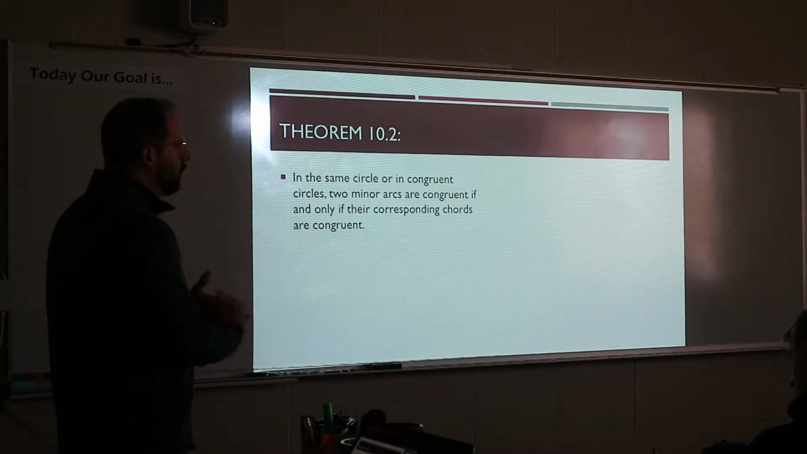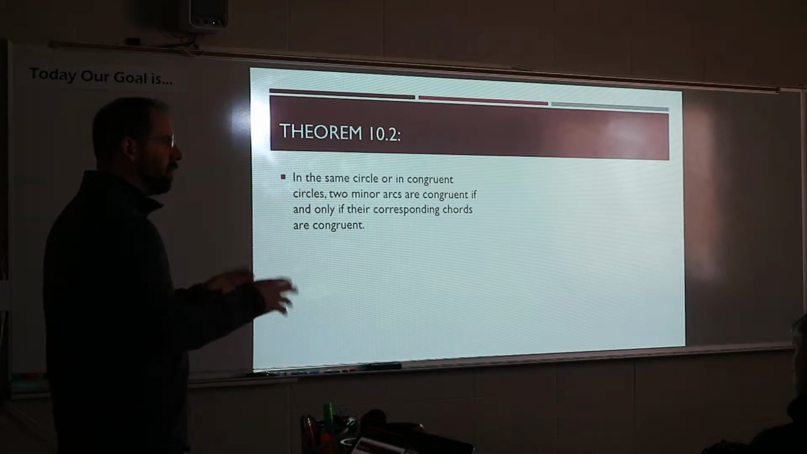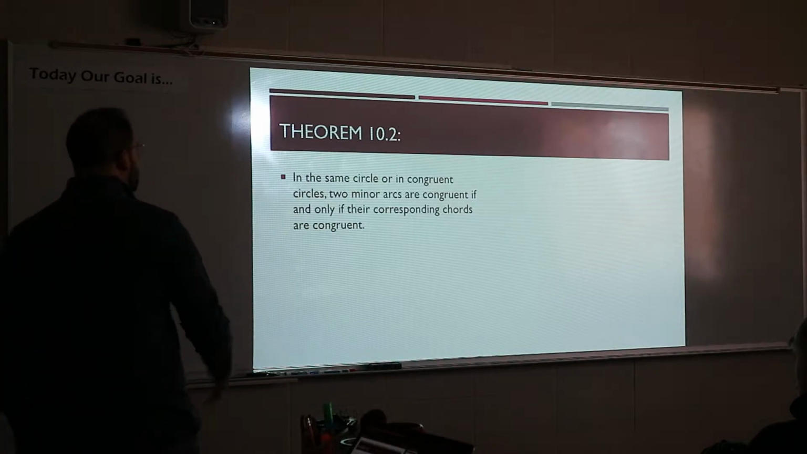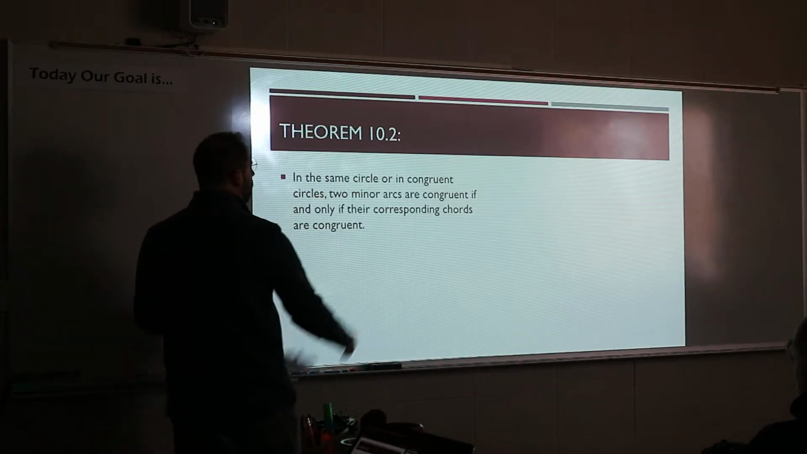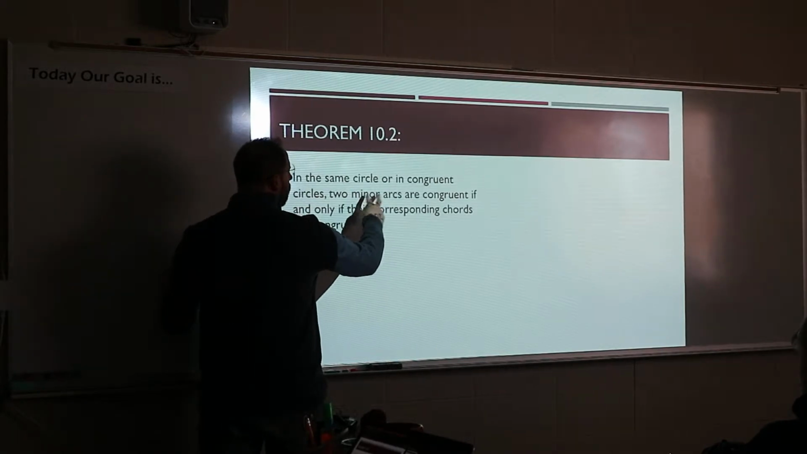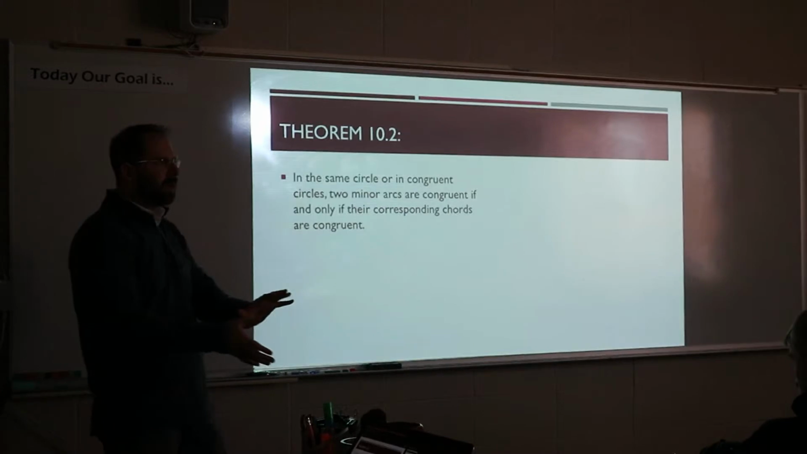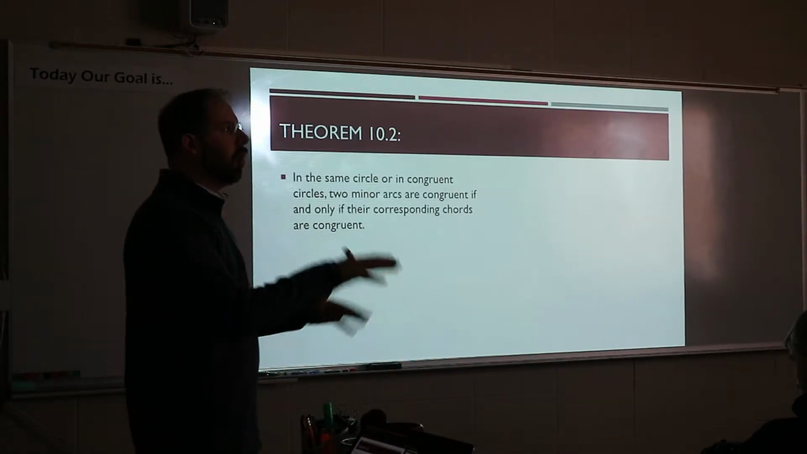In the same circle or congruent circles, two arcs are congruent if and only if their central angles are the same. Well, this one talks about if two minor arcs are equal, then their corresponding chords are equal. So now we're not just talking about arcs and central angles, now we're talking about an arc and a chord.